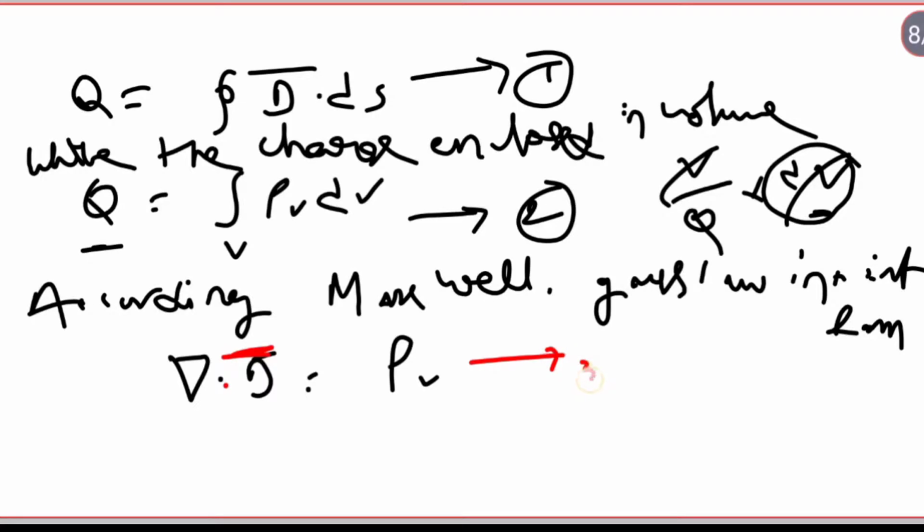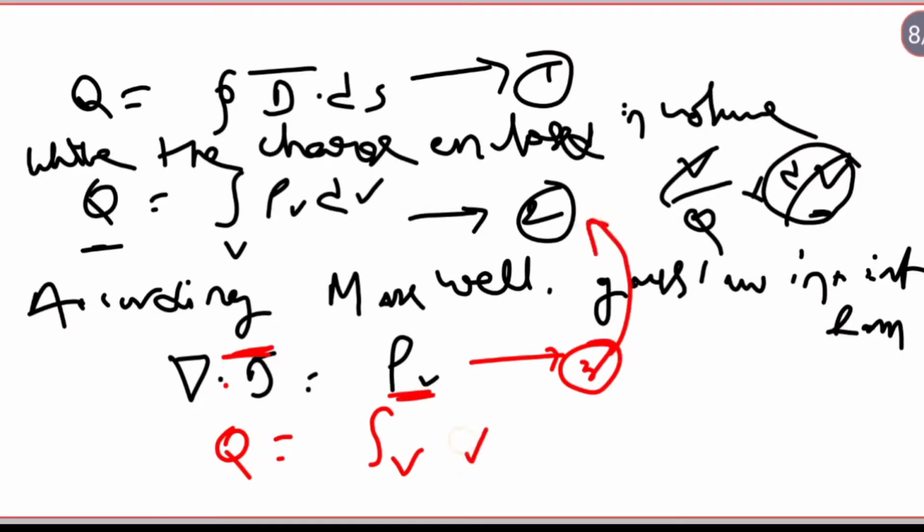Now substituting in equation 2, q equal to volume integral rho v. In place of rho v from equation 3, we substitute, so volume integral rho v can be written as del dot D bar into dv. Make it equation number 4.